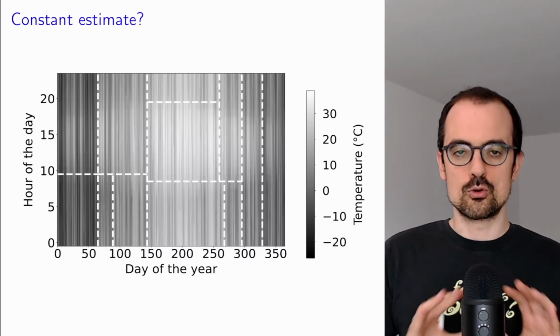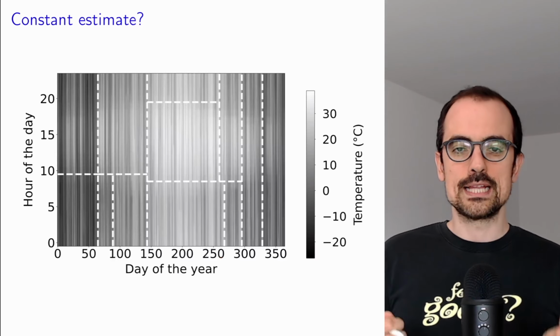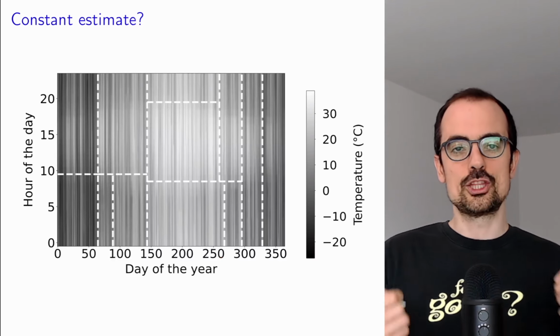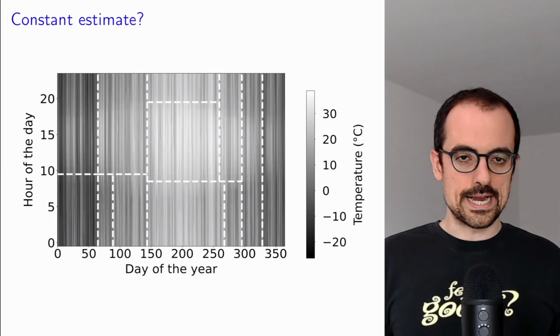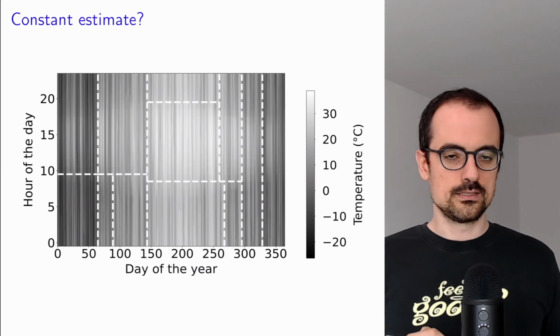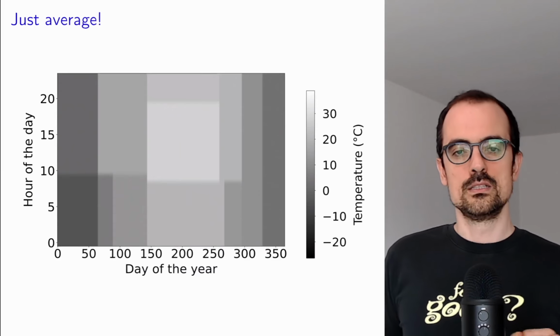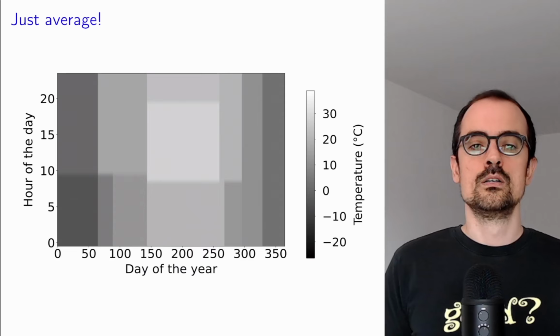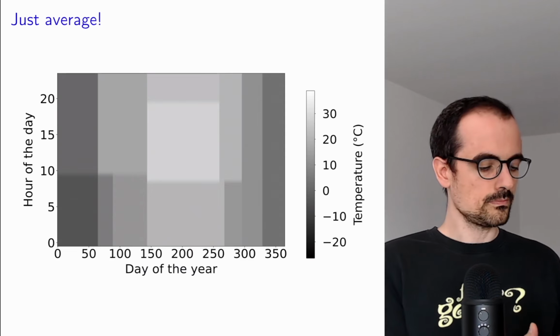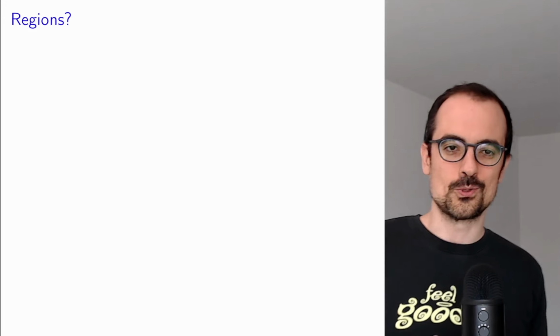If you have already your regions, the way you get the best constant estimate in terms of squared error is by just taking the average within each region. And that's how we obtain this estimate here, which does really well for our data. So now we've gotten to the most difficult question, which is how do we build these regions in order to approximate the response of interest as well as possible?